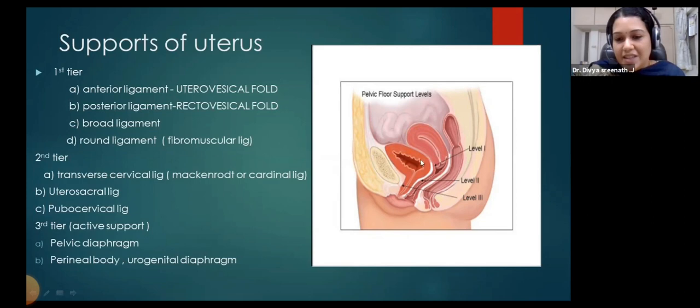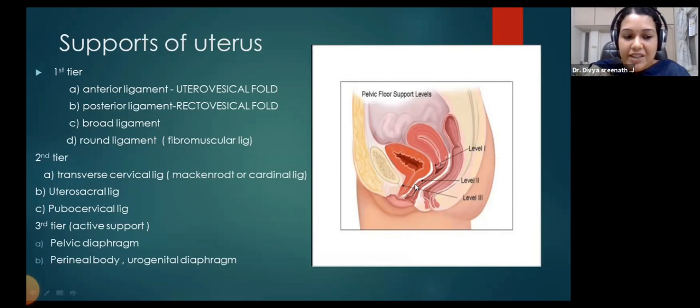The second tier means the area around this area. Its support is known as the second tier, like the transverse cervical ligament. Transverse means connecting the cervix to the lateral walls. The transverse cervical ligament, or Mackenrodt's ligament, or cardinal ligament: these are three names for the transverse cervical ligament. The other one is the uterosacral ligament, which connects the uterus to the sacrum. Here it is the uterosacral ligament, and the pubocervical ligament runs from the pubic symphysis to the cervix. That is pubocervical, uterosacral, and transverse cervical. These three contribute to the second tier.